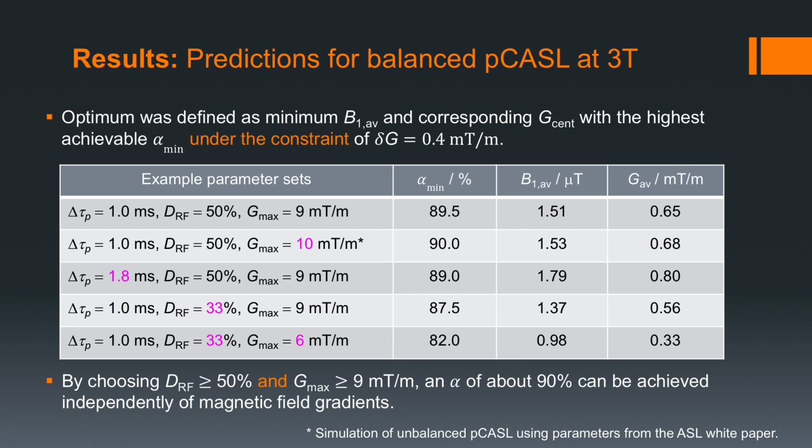The first 3 rows demonstrate that with a high DRF and a high Gmax, a value of minimum alpha of about 90% is obtained. For the last 2 rows, where DRF or DRF and Gmax are lowered, respectively, alpha min drops. Note that the second row refers to a simulation of unbalanced Pseudo-Continuous with DRF of 50% and Gmax of 10 millitesla per meter, as recommended in the ASL white paper.